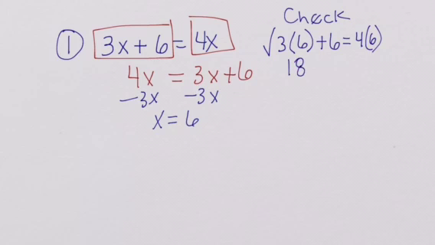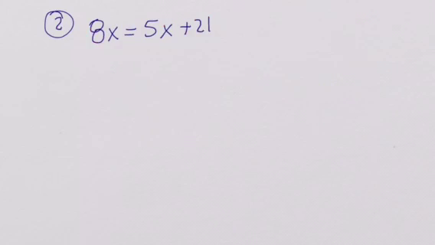So this is going to be 18 plus 6 is equal to 24. 24 is equal to 24. So that checks out, so x is equal to 6. So of course we're going to ask, is the largest variable term on the left? It is. Are all the variable terms on the left? They're not, so we're going to need to zero pair. So we're going to zero pair the 5x and get it over onto the left.